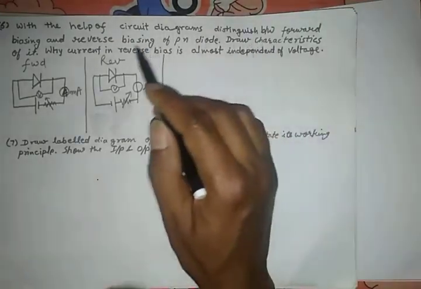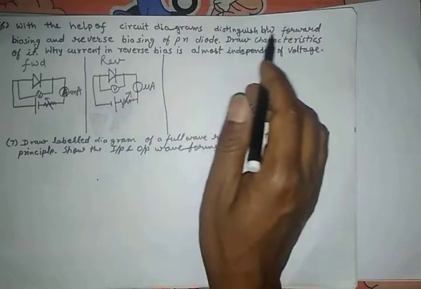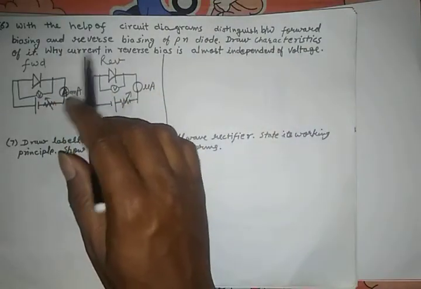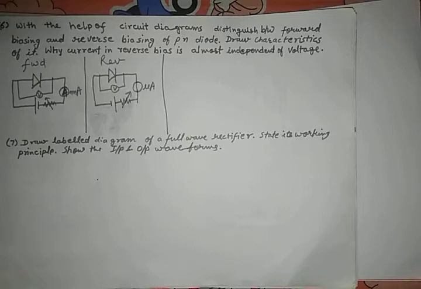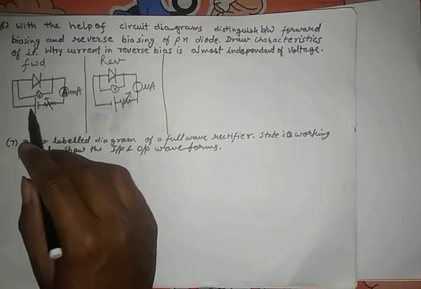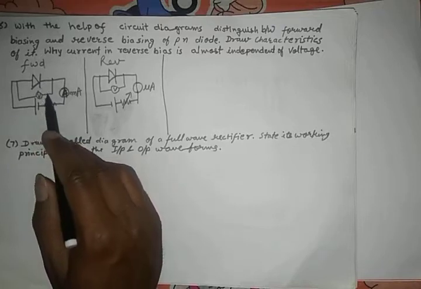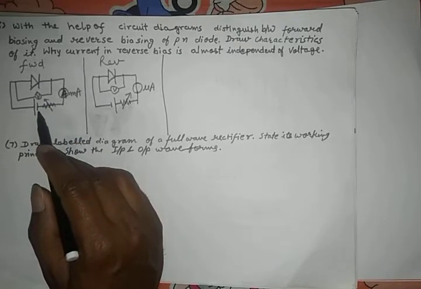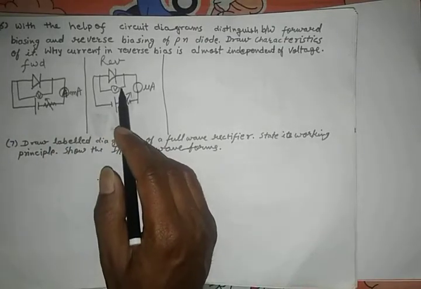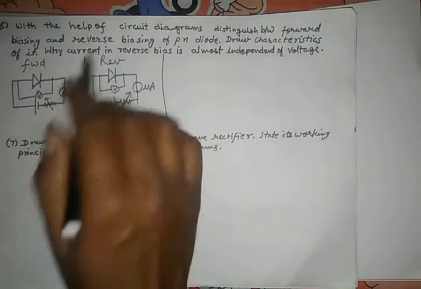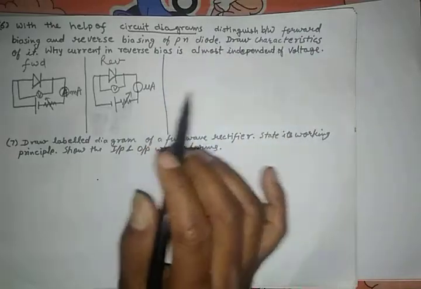Draw with the help of a circuit diagram, distinguish between forward bias and reverse bias. So you can directly write that for forward bias, the positive p-type region of the semiconductor PN diode is connected to the positive terminal, and the n-type region is connected to the negative terminal, and opposite to that in reverse bias, because they have asked in terms of circuit diagram only.